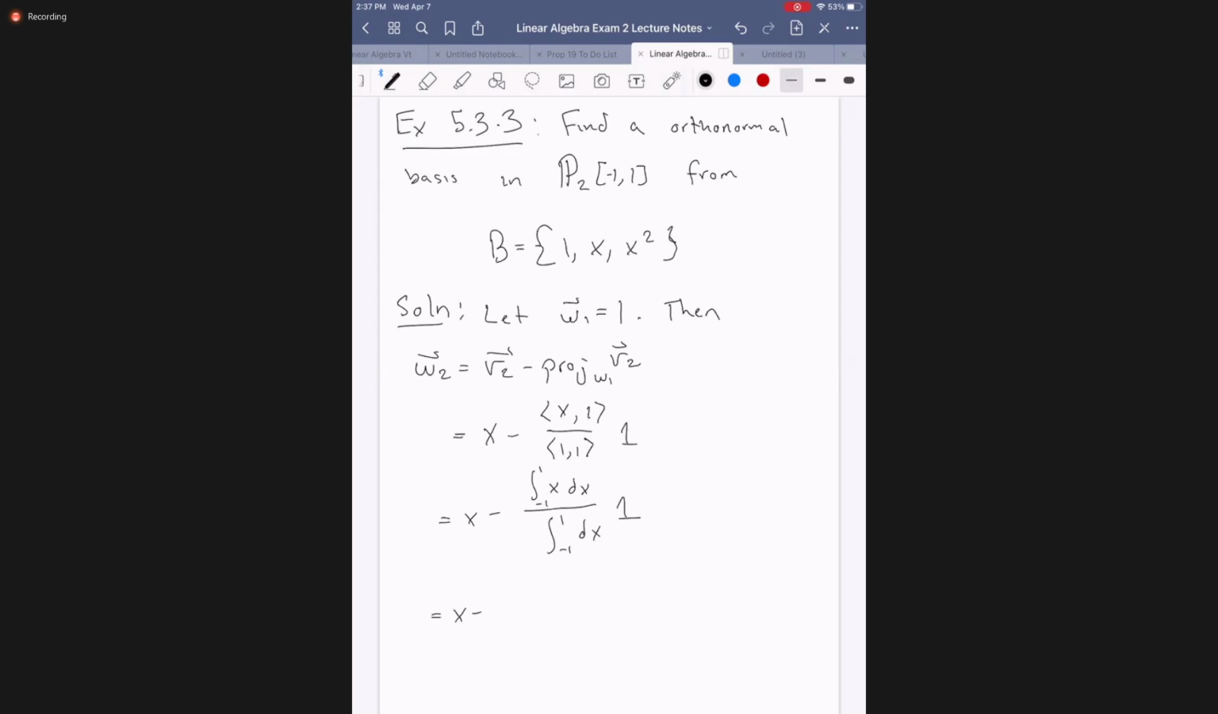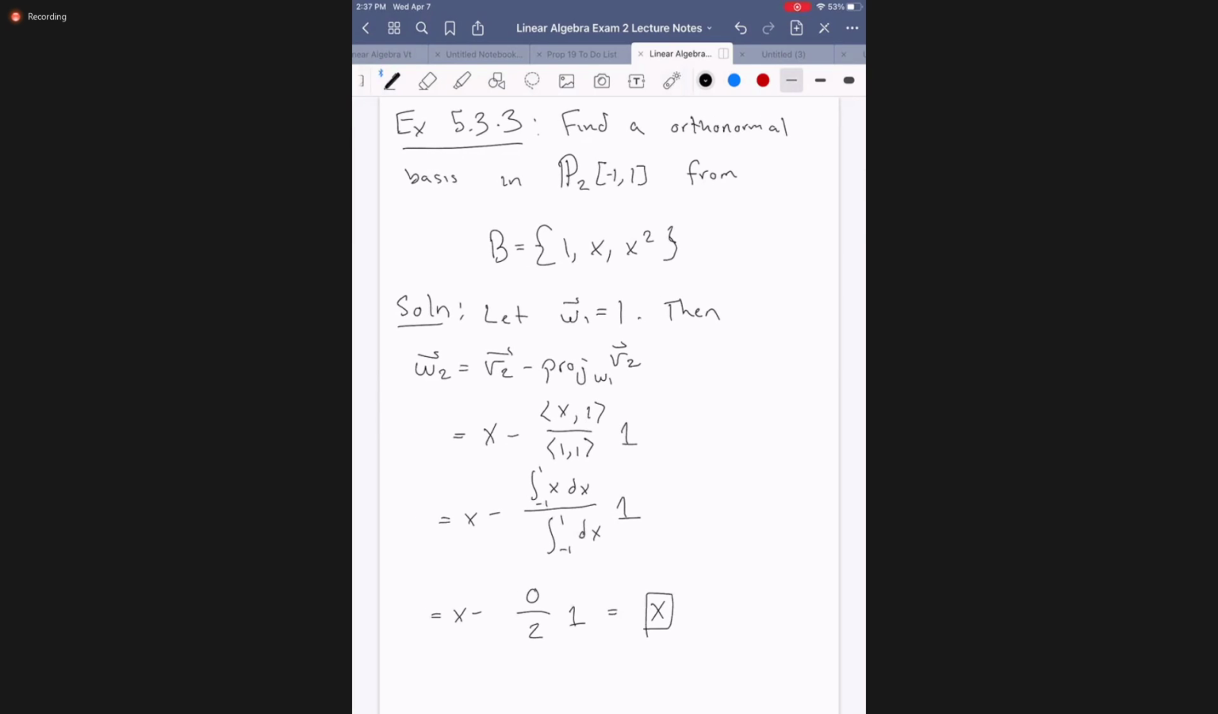Well, the integral of that is just going to be 0, right? x is an odd function, and it's on a symmetric interval, so you don't have to calculate anything. And this is just going to be 2 down there, so it's just going to be equal to x. So that's W2.